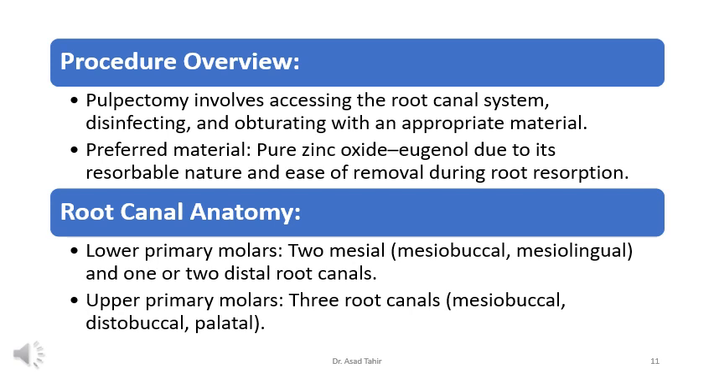Pulpectomy involves accessing the root canal system, disinfecting, and obturating with an appropriate material. Preferred material: pure zinc oxide eugenol, due to its resorbable nature and ease of removal during root resorption.